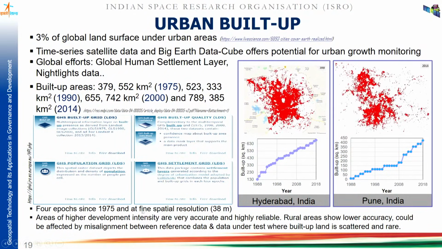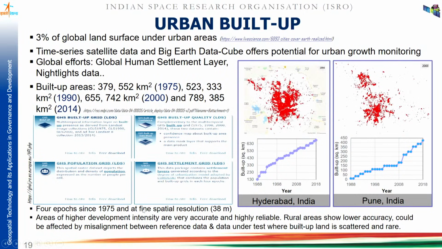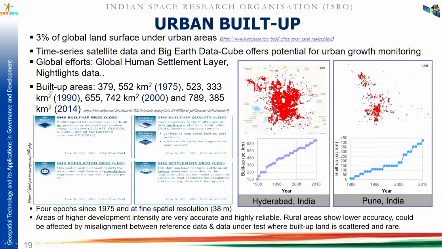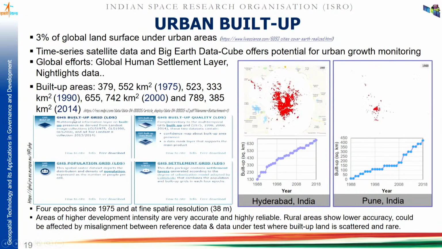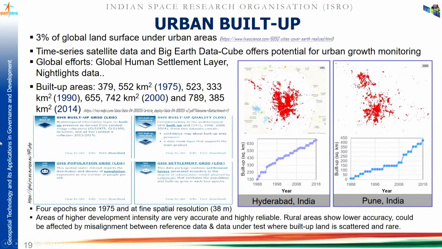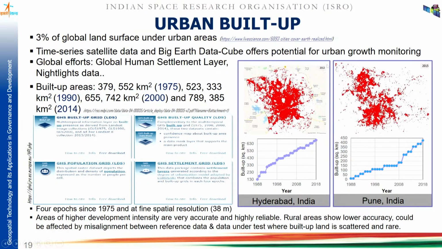And these areas of higher development density in this data set are very accurate and reliable, although rural areas show low accuracy because of misalignment. But for urban areas this data set is very good, and you can get a data set of 4 epochs, that's 1975, 90, 2000 and 2014, at a resolution of around 38 meters, and this data is totally free. So you can visit this data, by the name of GHSL, Global Human Settlement Layer. We have made this using the global human settlement layer only.